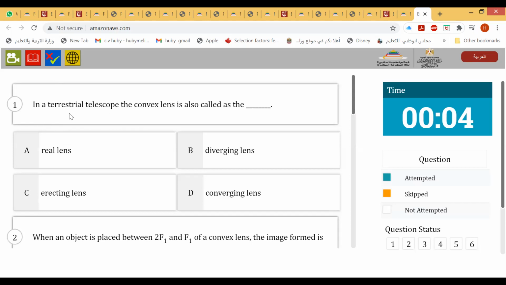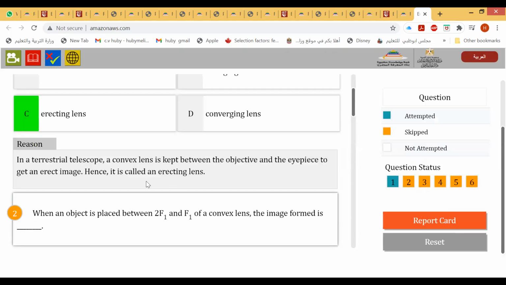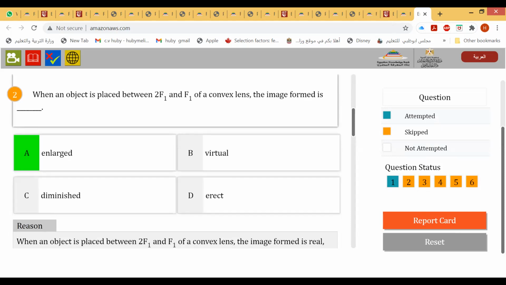The same questions. In terrestrial telescope, the convex lens is also called what? We just said it. Real lens, diverging, erecting, erecting. When an object is placed between 2F1 and F1, the same questions. The third activity.